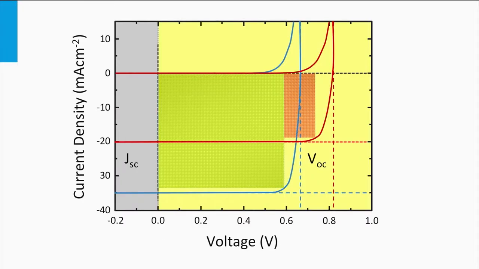This is reflected in the blue JV curve. The JV curve of the solar cell with the low bandgap material has a larger short circuit current density, whereas the open circuit voltage is smaller. An important conclusion of this simple exercise is that the choice of semiconductor material determines the open circuit voltage and the short circuit current density through its bandgap.